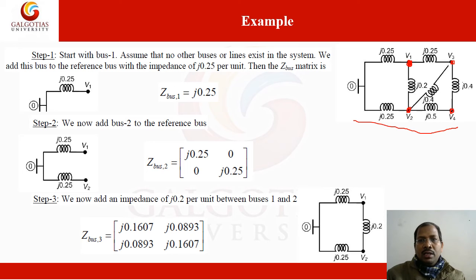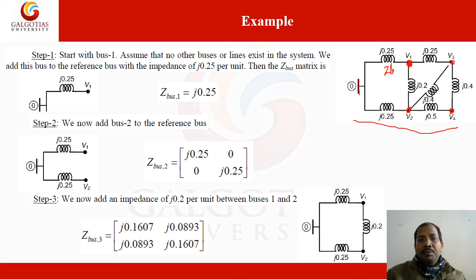For simplicity, we only consider the reactances. And this is the reference bus. Here you always remember that we have to start from bus 1 for simplicity. So here bus 1, this point is V1. So this is bus 1. We have to add this bus to the reference bus through this impedance, that is the ZB.